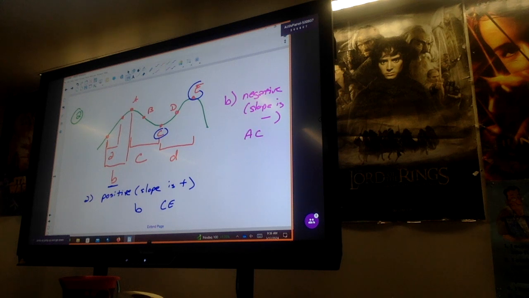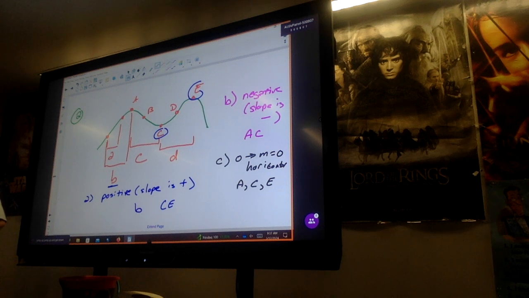Okay? That means the slope would be going down. And then at what points A through E does the rate of change equal 0? Where our slope is 0, meaning it's a horizontal line. So at A, C, and E. So at your local mins and your local maxes, exactly at that high point or low point, is where you would have a slope of 0.